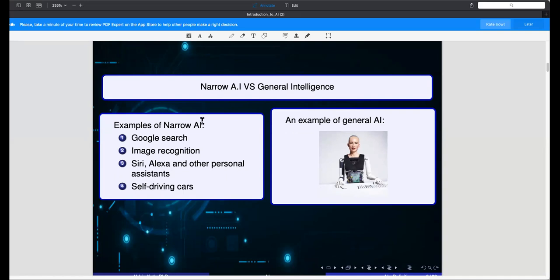How about the general AI? The general AI is like this lady. I don't know if you guys know her. Anyone knows this one? What is this robot? Sophia robot.